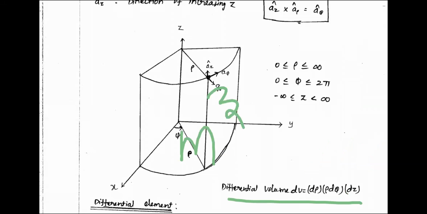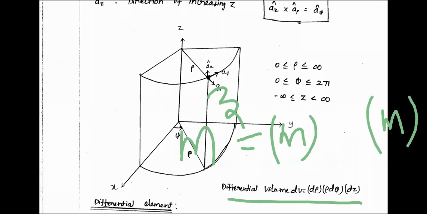The unit of volume is meter cube. You are making a change in d rho, so definitely that is a change in meter. Again, you are making a change in z, that will also give you some meter. Meter and meter will not give you meter cube, definitely one more meter has to come. But if you are changing just the angle, it will not give you meter. Definitely some distance parameter has to come. That's why rho d phi.